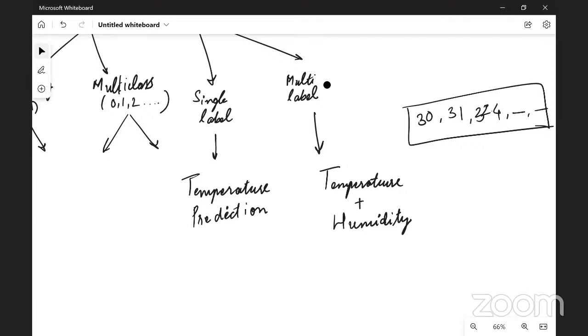Okay. And can you please give an example? I got confused actually with classification and regression in this multi-label and single label. So it would be great if you can give an example for that as well.